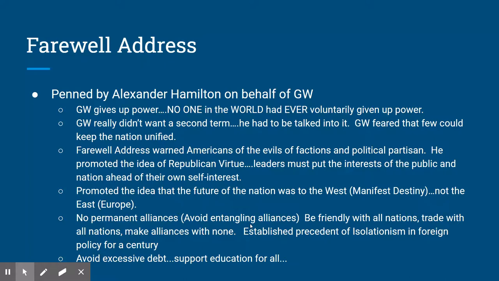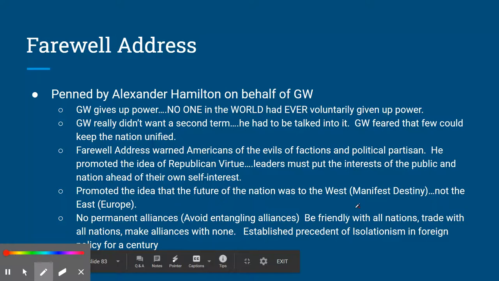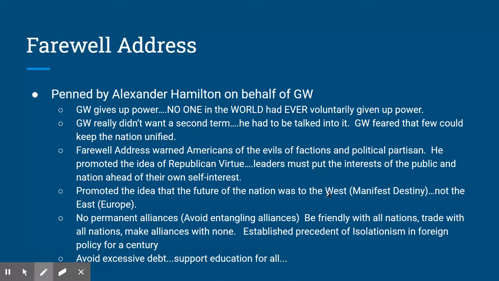In the farewell address, he talks a lot about domestic policies at home. He warns of the evils of factions and political partisanship. He promotes the idea of Republican virtue, meaning that leaders must put the interest of the public and nation ahead of their own self-interest. He also articulates ideas of manifest destiny. He says that the future of the United States was not to the East, not to Europe, but to the West. So manifest destiny: he promotes this idea that the United States is destined to settle the West.